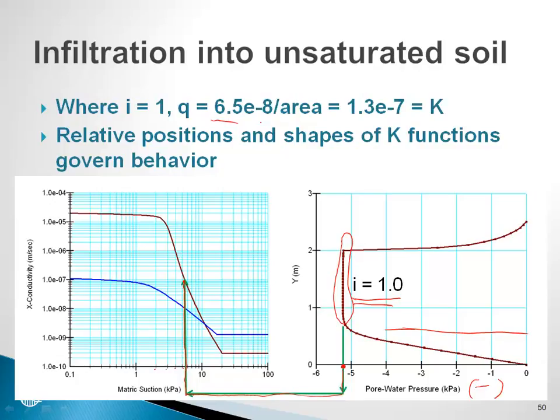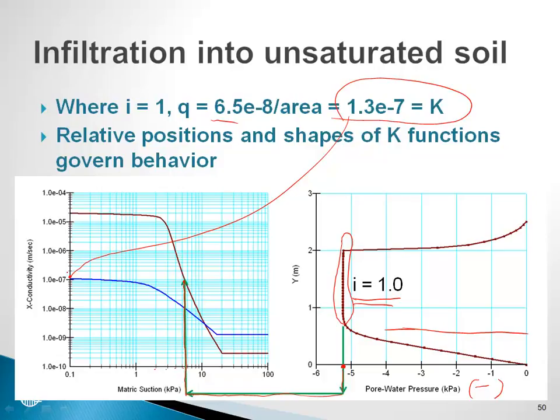The area is not exactly 1. If we normalize it to an area of 1, we get a conductivity of 1.37 times 10 to the minus 7 meters per second. So this value plots right here on our function.